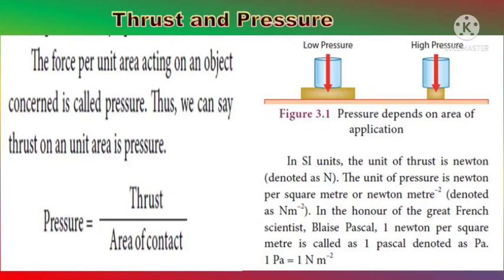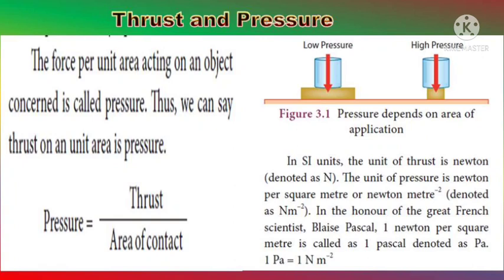Okay, students. Now we are going to define pressure. The force per unit area acting on an object is called pressure. Pressure can be written as thrust by area of contact. See the picture shown here. It clearly says that for the same given force, if the area is large, pressure is low, and vice versa.